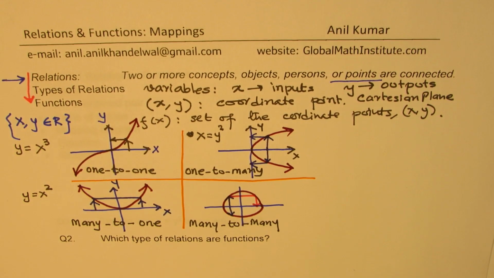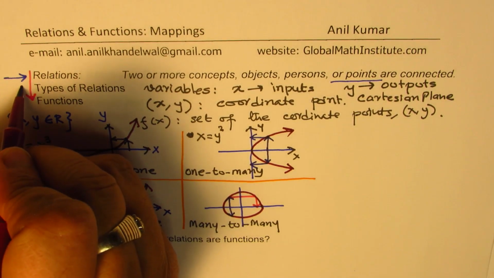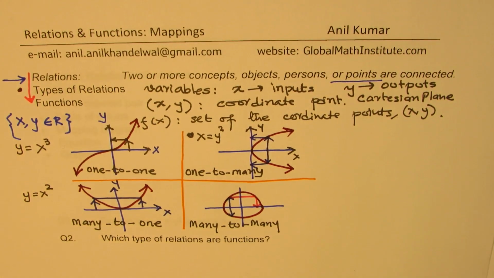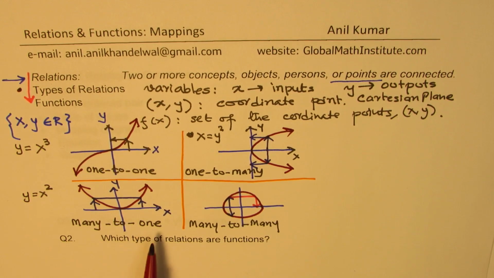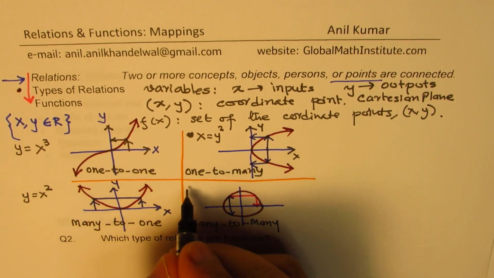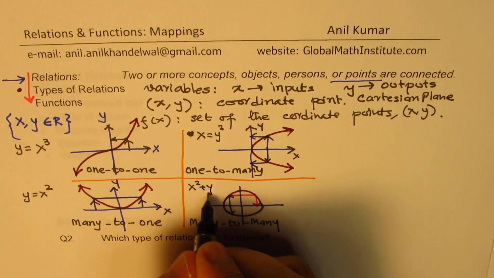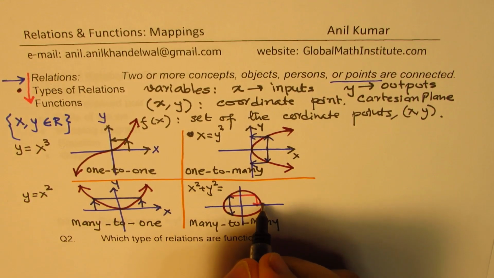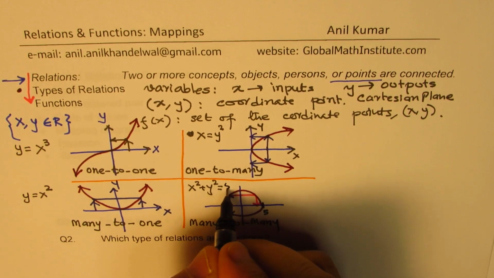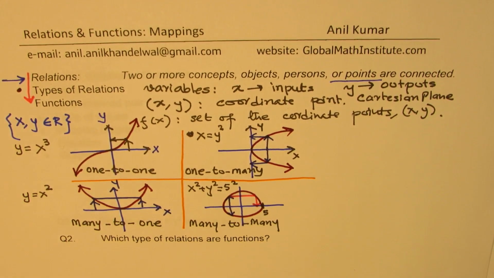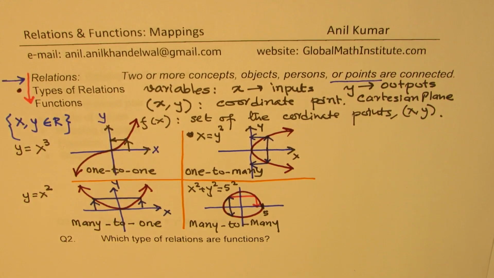So basically, there are 4 types of relations as shown here. One-to-one relation, one-to-many relation, many-to-one, and many-to-many relations. You can, of course, provide equations for all this. I could write this as x squared plus y squared equals, let's say this here is 5, right? So I could write this as 5 squared. So this is the radius square. Gives you the equation of the circle.